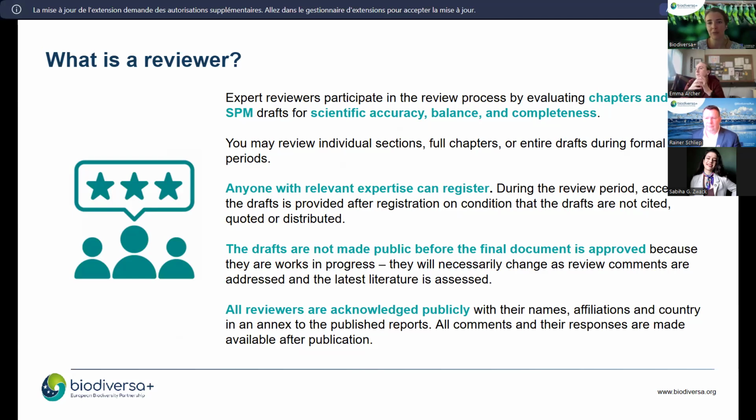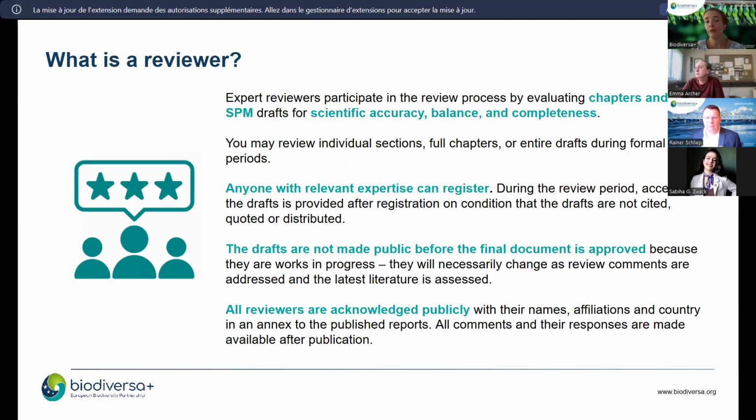Anyone with relevant expertise can register. And when you register, you have access to all the drafts, providing that you click a box saying that you will not cite the drafts, quote them, or distribute them because they are confidential. The drafts are indeed not made public before the final document is approved at the final plenary.